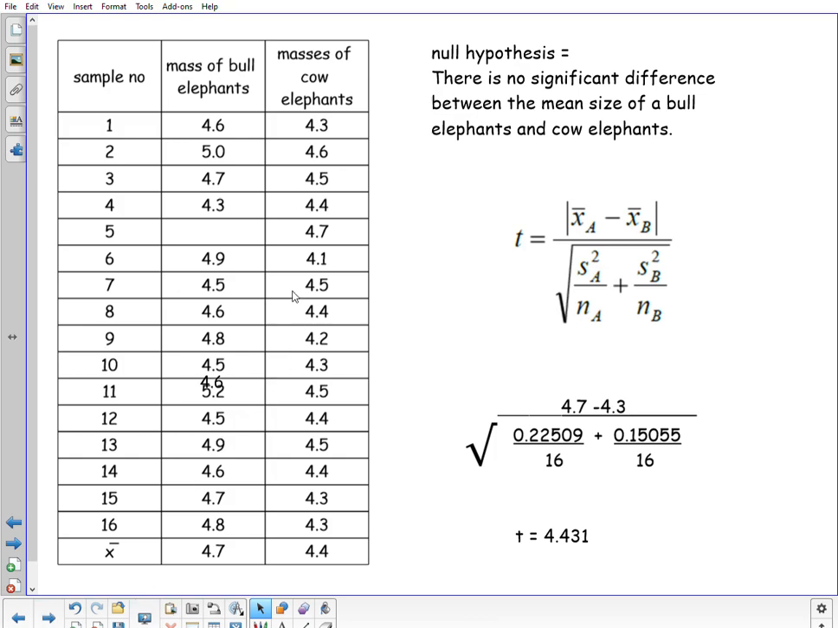I don't quite know what happened to this one here. This was missing. There was some data. Oh, there it is. 1.6. Let's pop it back in there.